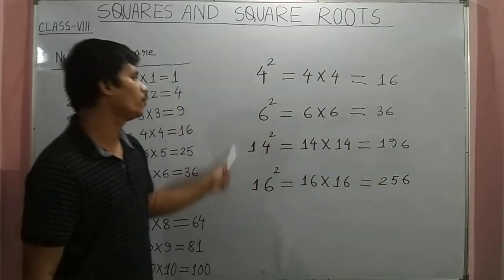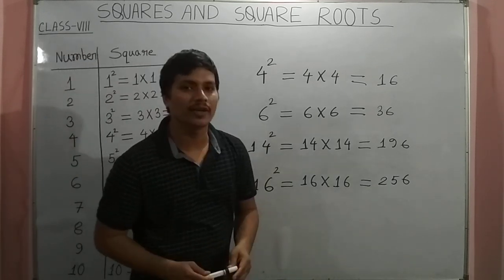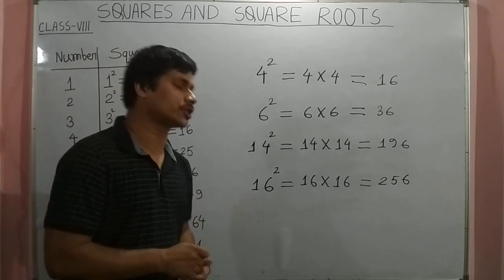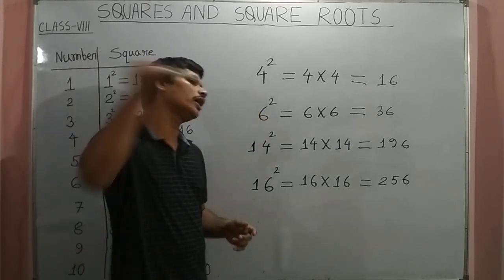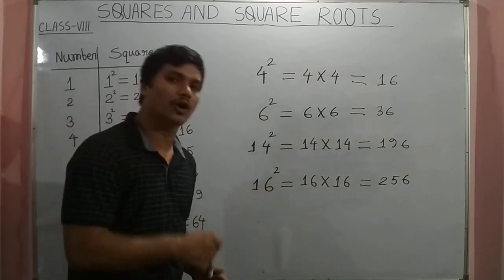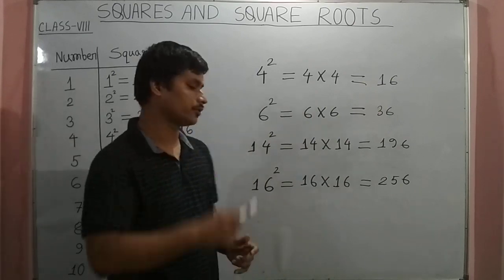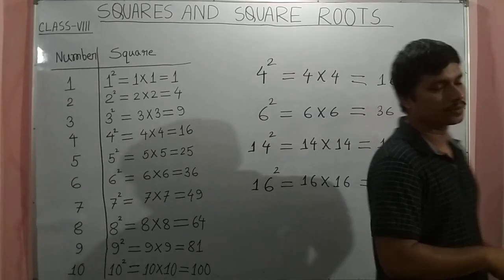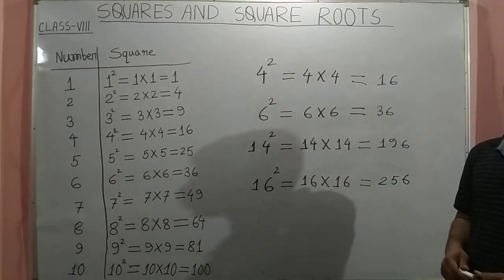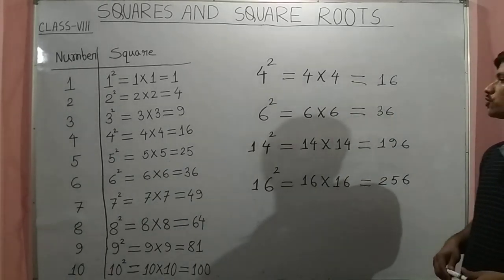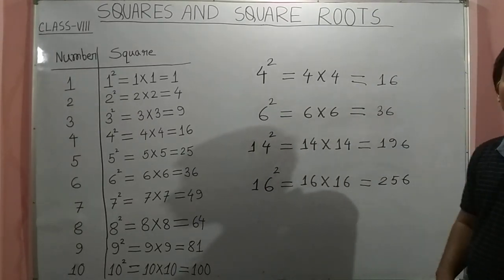From this, we can say if a number ends with 4 or 6, then the square of this number ends with 6. Again, I want to repeat this: if a number ends with 4 or 6, then the square of this number ends with 6. Yes, students?